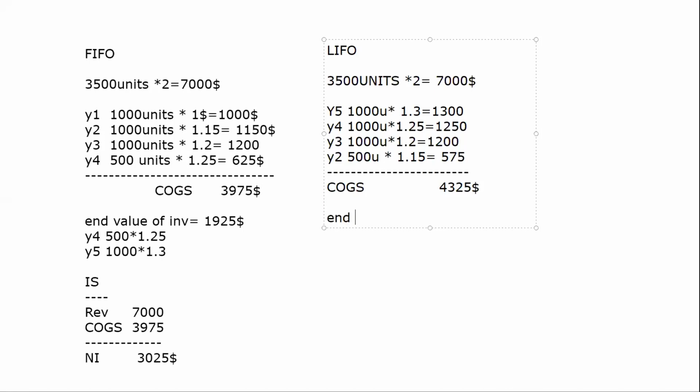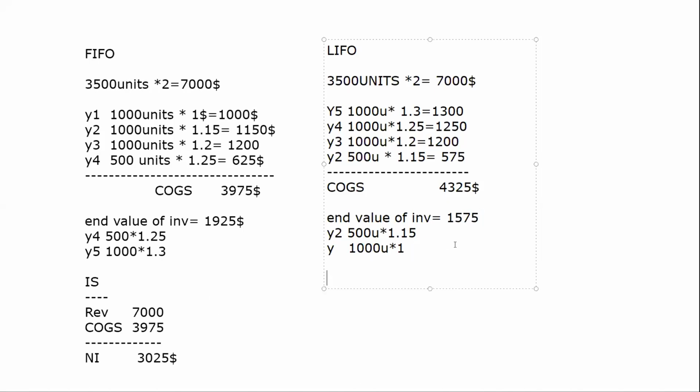So the ending value of inventory is equal to $1,075. How did I calculate it? It is year 2, 500 units left times 1.15, and year 1, 1,000 units times 1. So in total, they make this amount.